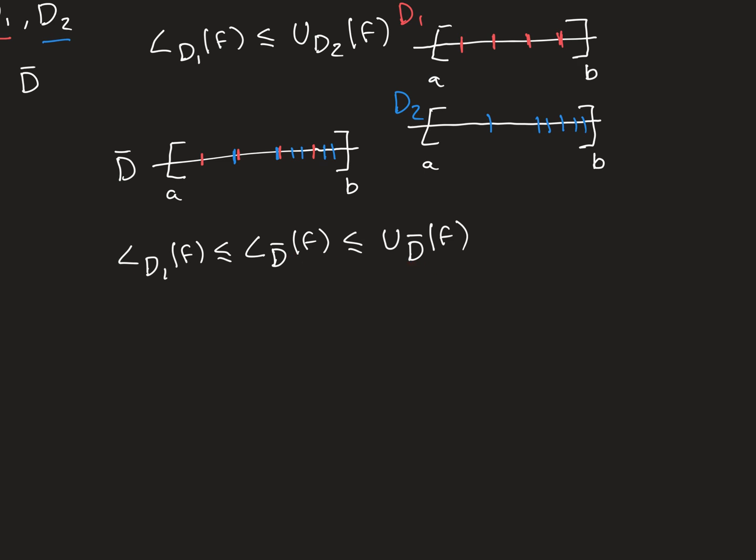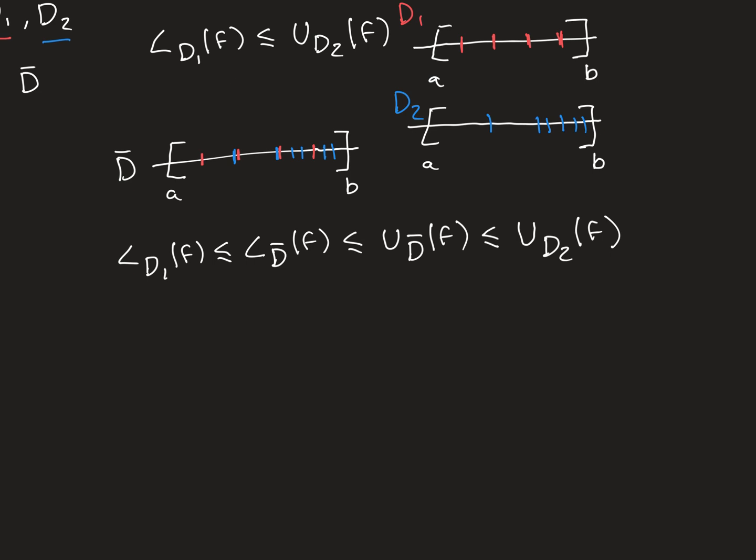So we know this, and now, because D bar is a refinement of D2 also, the upper Riemann sum over D bar is guaranteed to be less than or equal to the upper Riemann sum over D2, the less refined dissection of f. This therefore gives us what we want: the lower Riemann sum over D1 is less than or equal to the upper Riemann sum over D2 by transitivity.